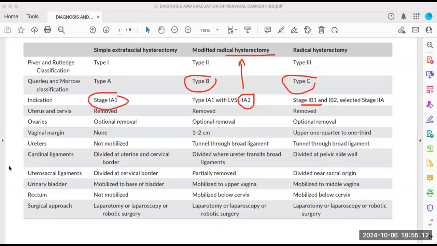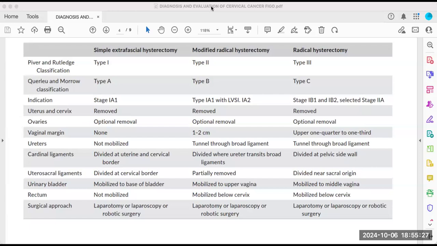For 1A1 with lymphovascular invasion, which is the minority of cases, but still there is a place for that, we go for type B. If it is 1B1, we go for type C.